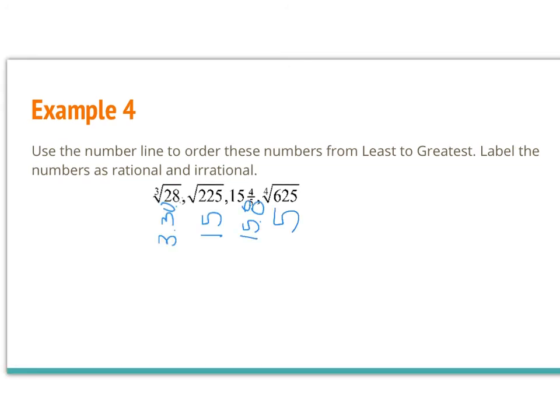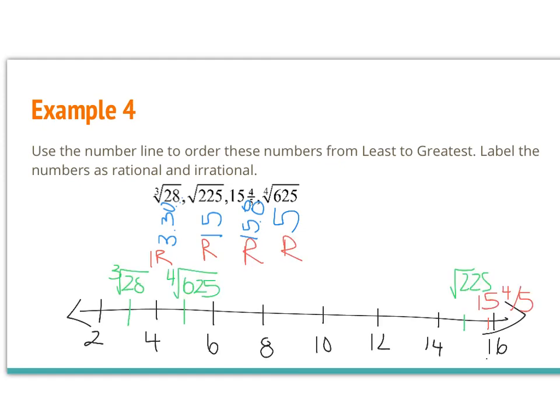I've put these into my calculator and gotten the approximate values. I can see very quickly that the cube root of 28 is not a rational number. It is irrational because it was never ending, not repeating. The other ones are all rational, because they were whole numbers or had a decimal that was repeating or ending. Putting these on the number line, everything works out there. It's a bit of a bigger number line, so I just went up by 2s.